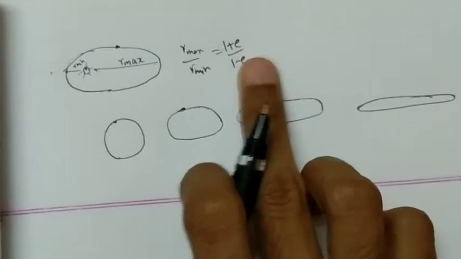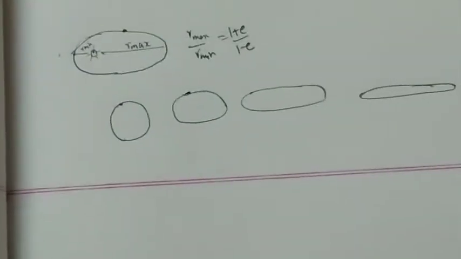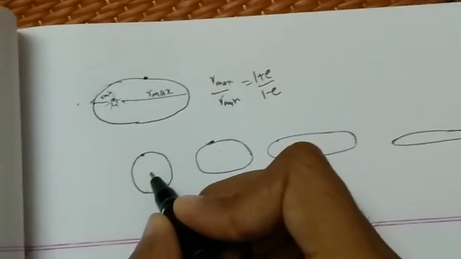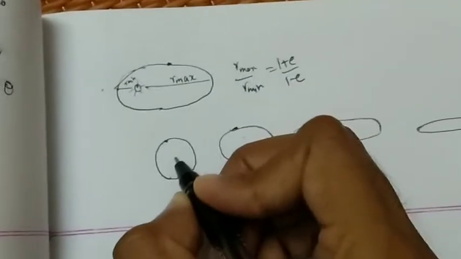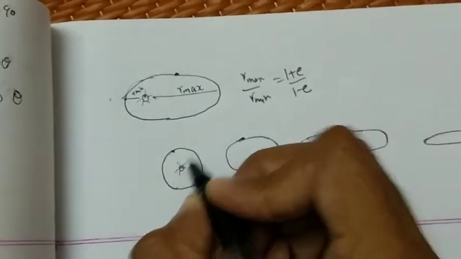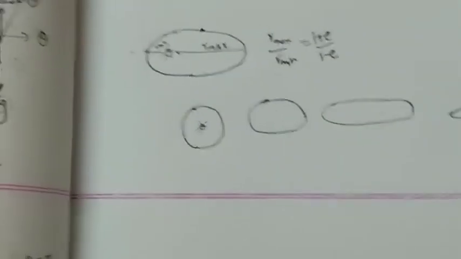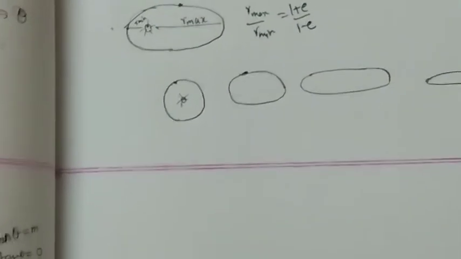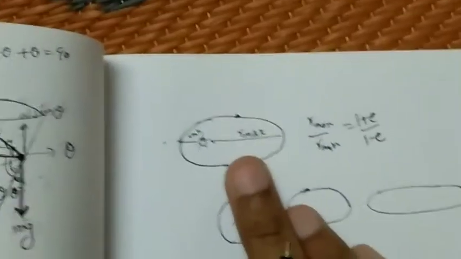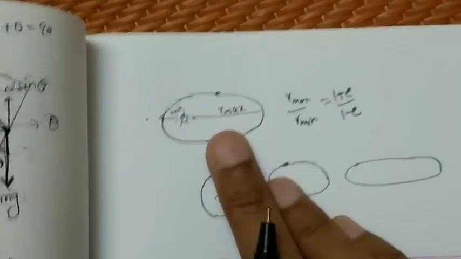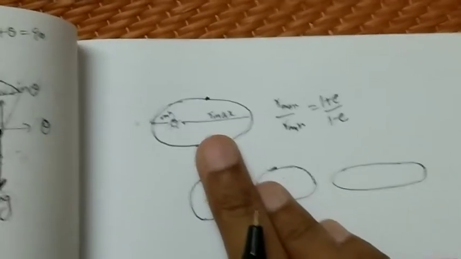So 1 plus 0 by 1 minus 0 is 1 by 1. So you don't have R max or R min. If the planets were supposed to move in circular orbits around the sun, it would be like this. So they don't have R min and R max, and we would not have summer and winter like that. If they were moving in circular orbits, we wouldn't have that.